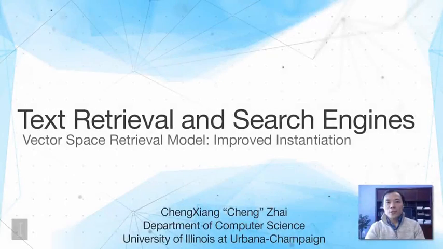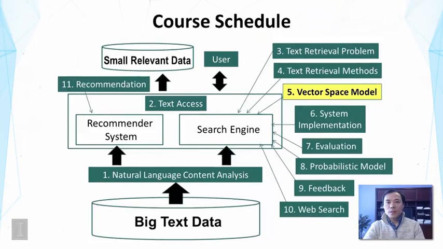In this lecture, we are going to talk about how to improve the instantiation of the vector space model. This is a continued discussion of the vector space model. We're going to focus on how to improve the instantiation of this model.